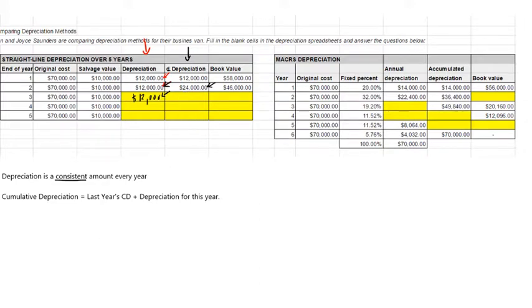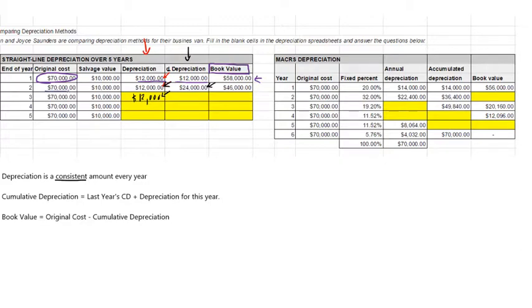Now, as our depreciation accumulates, the book value of the item decreases, and our book value is going to be our original cost minus our cumulative depreciation. And you can see that here. For example, the original cost was $70,000. At the end of year 1, we depreciated by $12,000. We had a cumulative depreciation of $12,000. So again, this is for year 1, $70,000 minus $12,000 gave us $58,000.